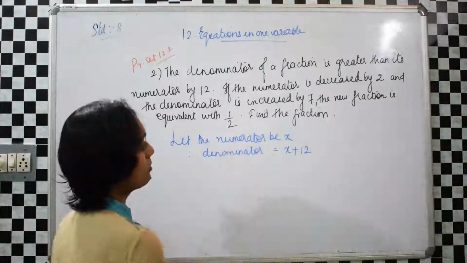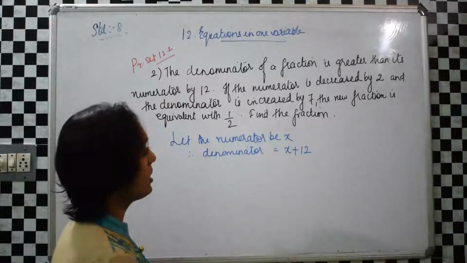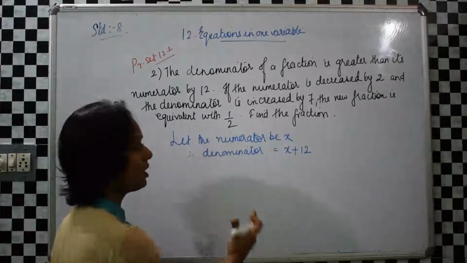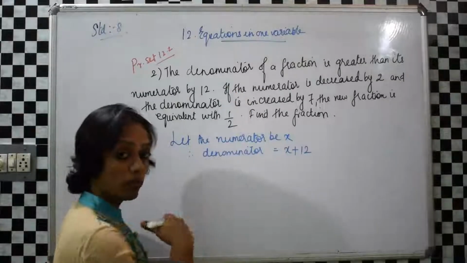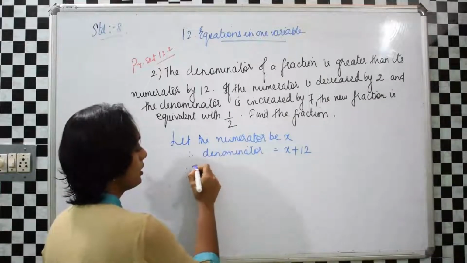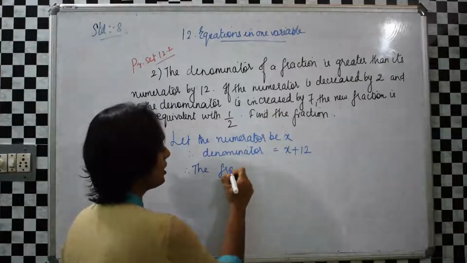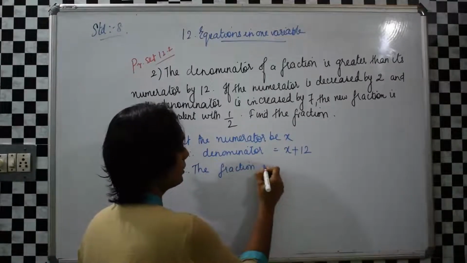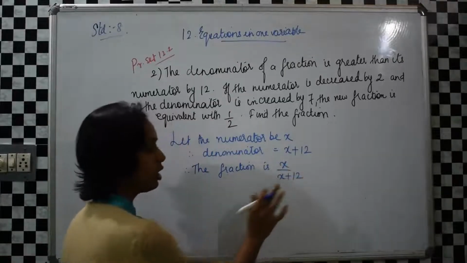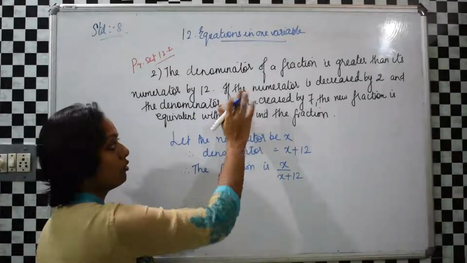So the next part is, if the numerator is decreased by 2 and the denominator is increased by 7, the new fraction is equivalent to 1 by 2. So we have to write for this. Before that we will write what the fraction is. So the fraction is x upon x plus 12. I have written the numerator up, denominator down. Now we will go for this part.